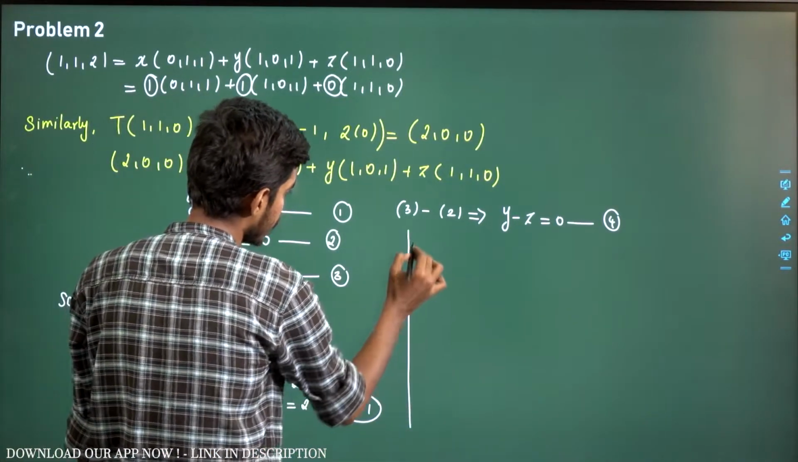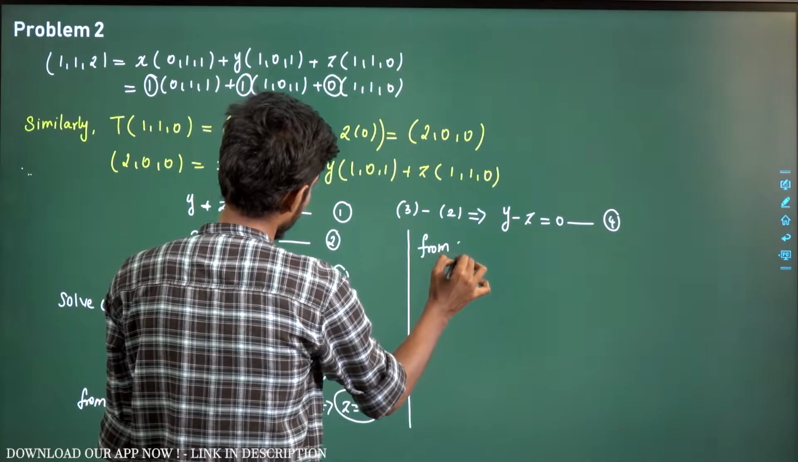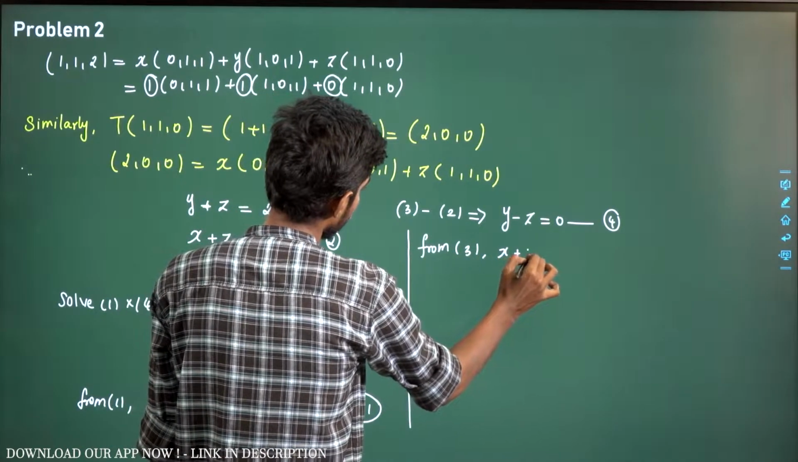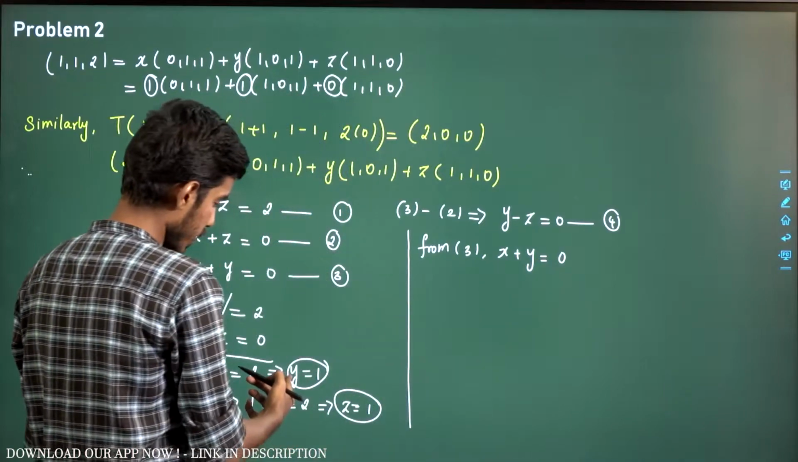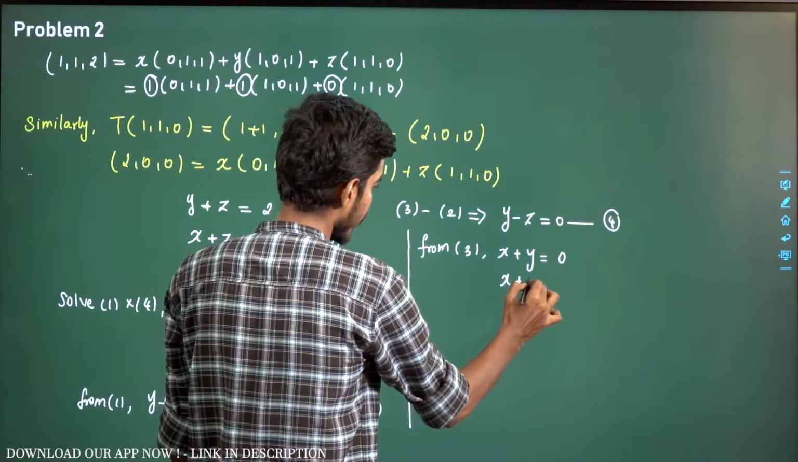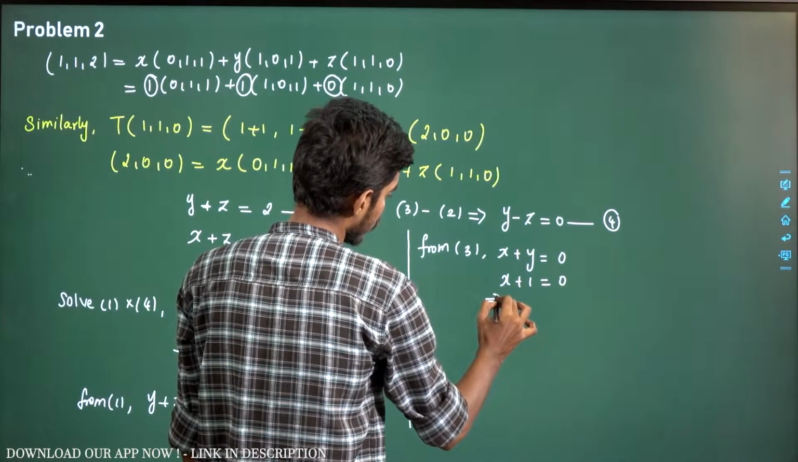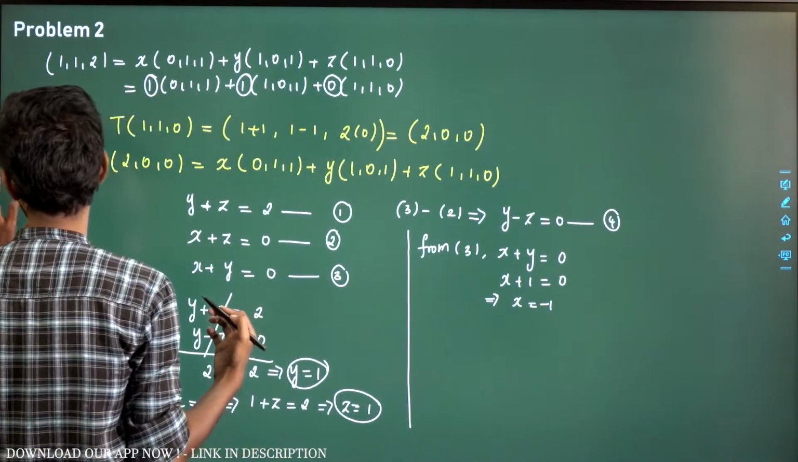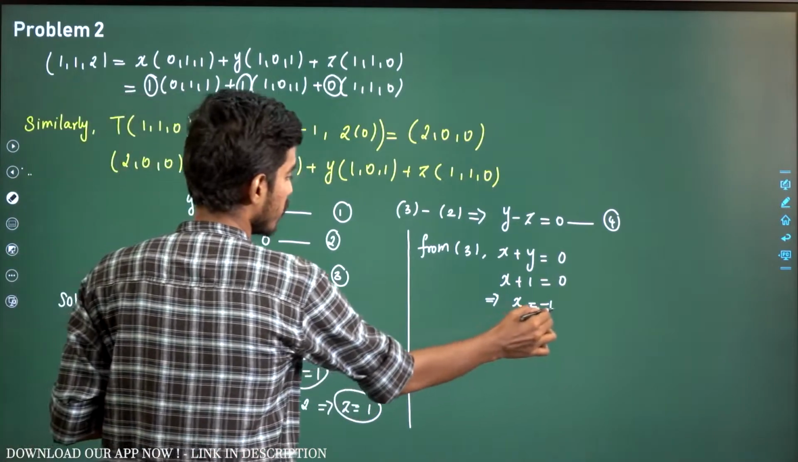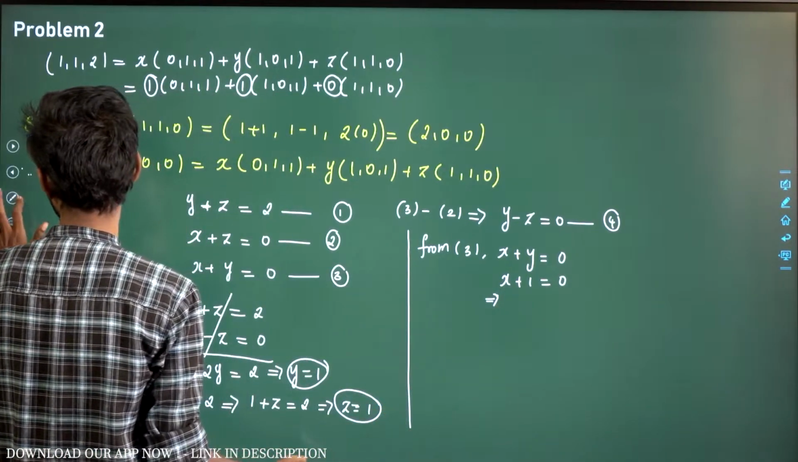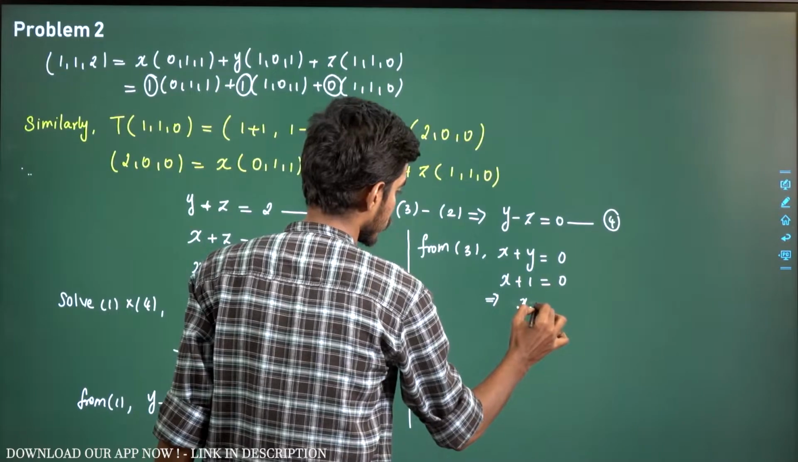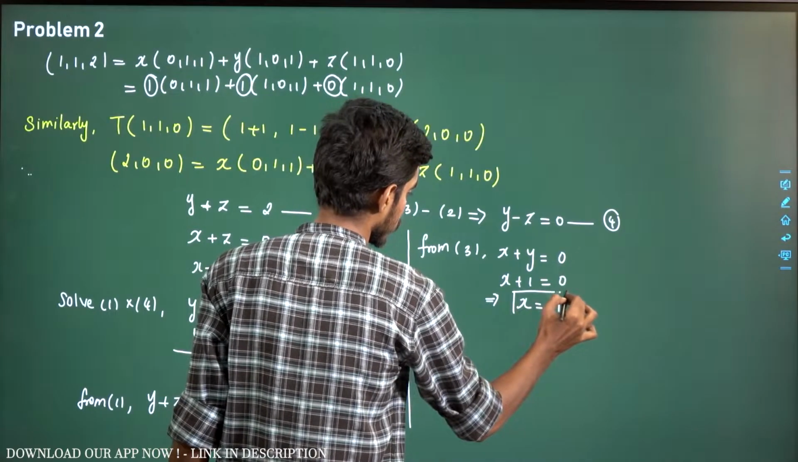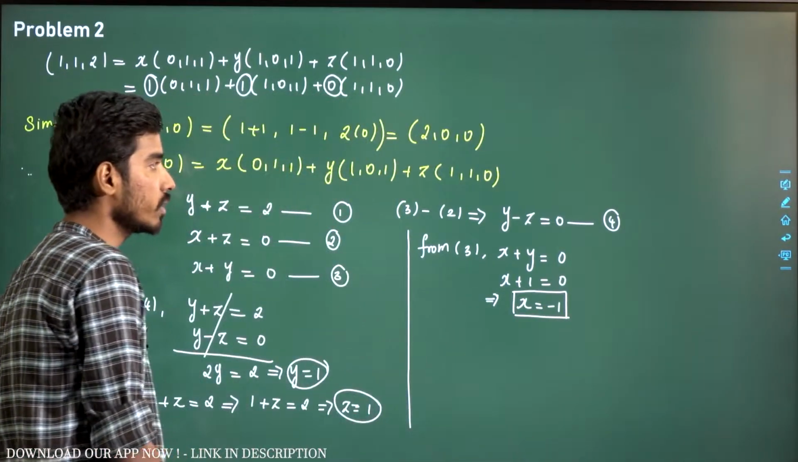Now from 3, we have x plus y equal to 0. Since y is 1, we have x plus 1 equal to 0. This implies x is equal to minus 1, right? So we have found the corresponding x, y, z. Therefore, this will be the third column in the required matrix, right? x is equal to minus 1.